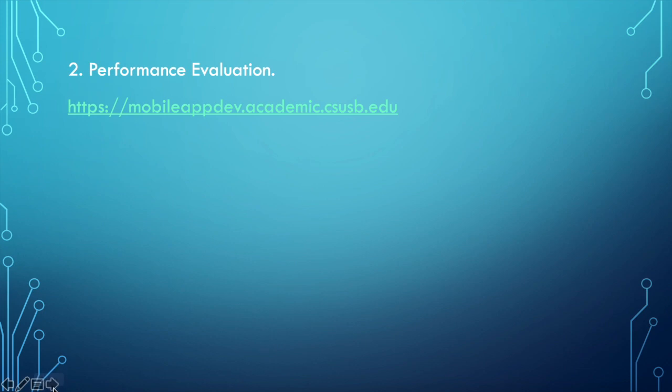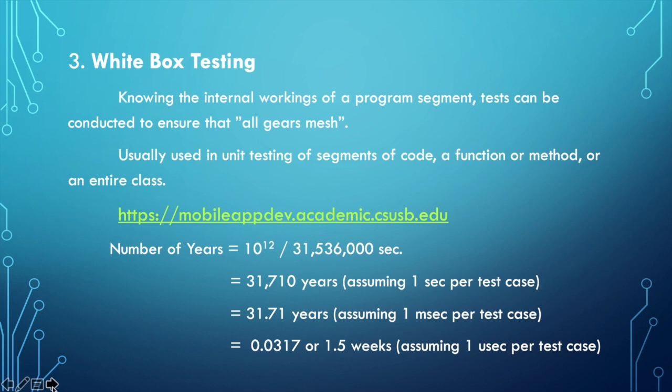Next is the continuation of our subject of testing. There are two well-known techniques used in testing. One is called white box testing, and the other is called black box testing. And white box testing is based on the knowledge of the internal workings of a program segment.